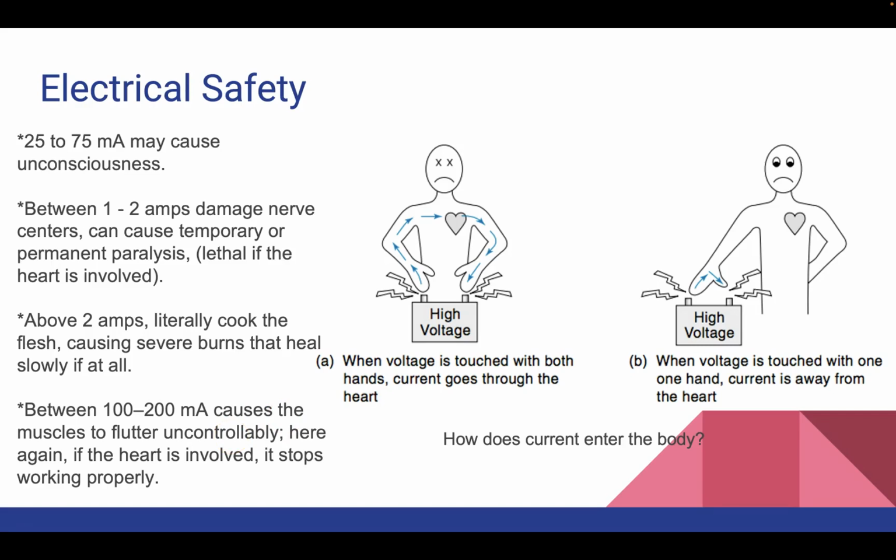But how does current enter the body? The answer is by touching two different electrical potentials simultaneously. It typically has the high voltage and the ground. So when the body completes the electrical circuit, the current flows through it. The amount of current depends on the voltage and the resistance of the body. Dry skin offers some resistance, but wet skin significantly reduces this resistance, making shocks more severe.